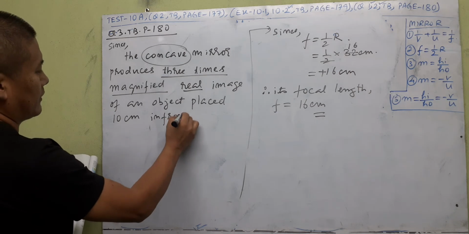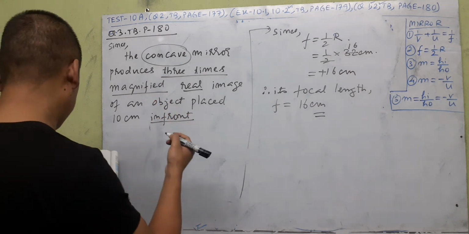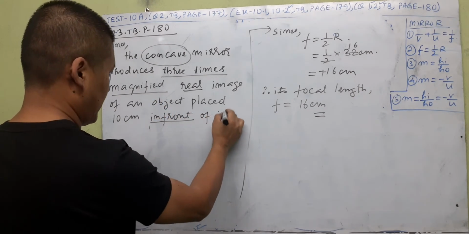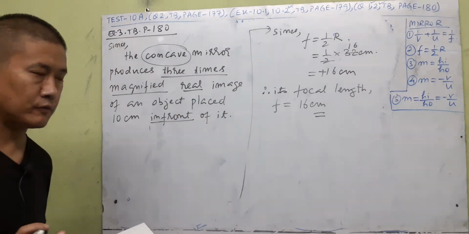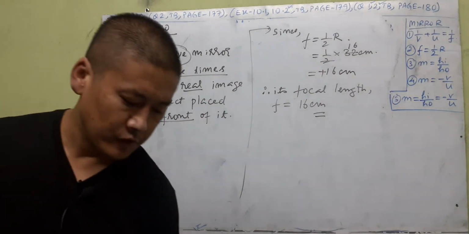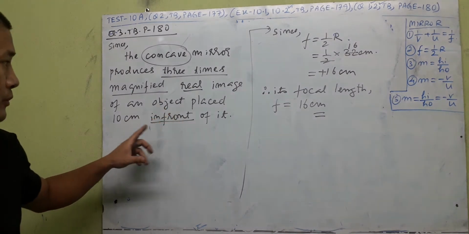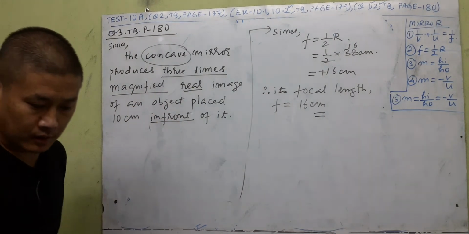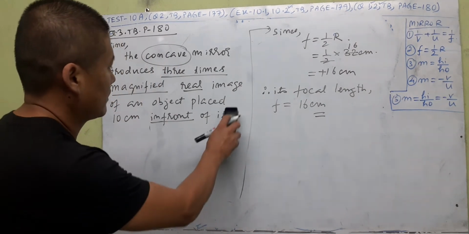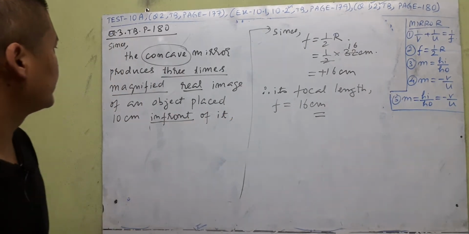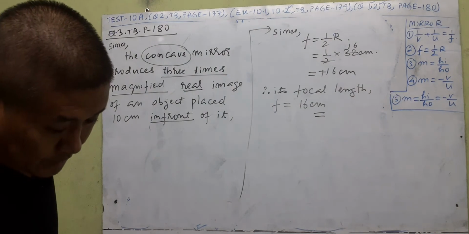Very key word again. But we know the object should always be in front of it, because according to sign convention, we know the object is always in front. So if the question wrote by mistake behind, then we should know that it's wrong, because the object cannot be placed behind. So this much. So let us say, where is the image located?